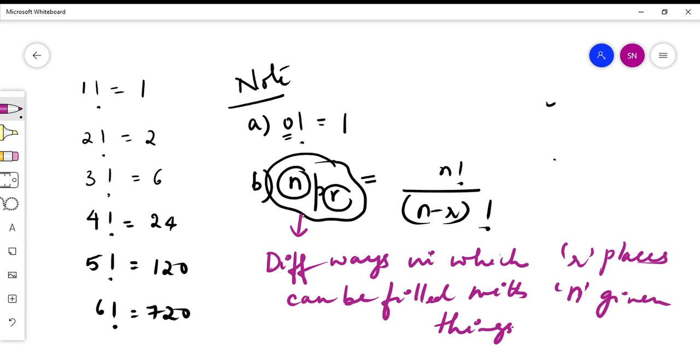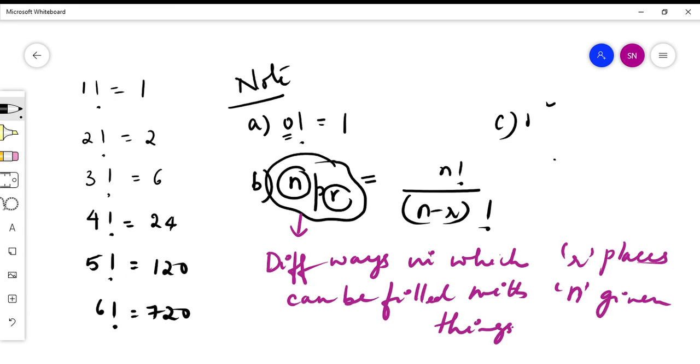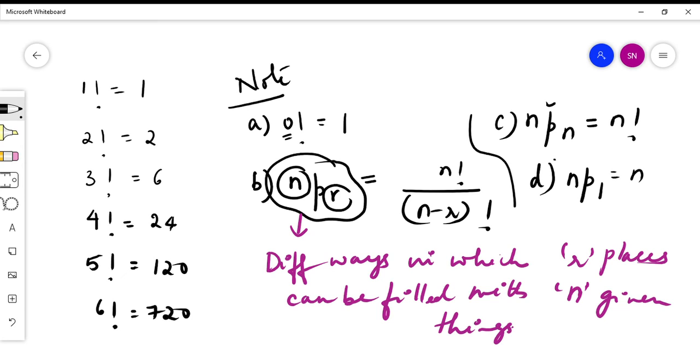But please make a note of this note number A and note B. Two more notes are there. Please make a note of it. I'll just write it somewhere here. So note number C, I have nPn. See, this will be the down part. Okay, nPn is equal to n factorial, and the last note is nP1 is equal to n. So these are all helpful when we do statement problems or proving problems with LHS and RHS.